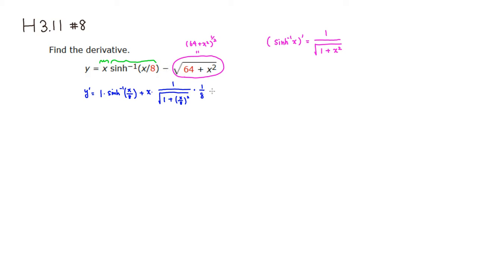So minus. This is just a derivative, so put 1/2 in front. Keep the same quantity, 64 plus x squared, and reduce the power by 1, so it's going to be negative 1/2. Then multiply by the derivative of the inside function. The derivative of 64 plus x squared would be 2x.